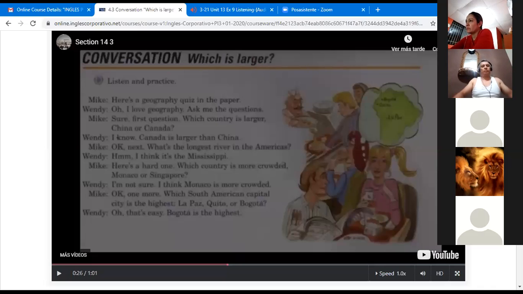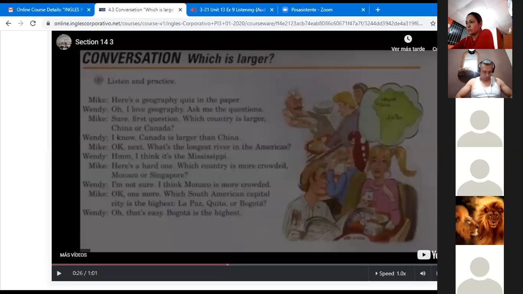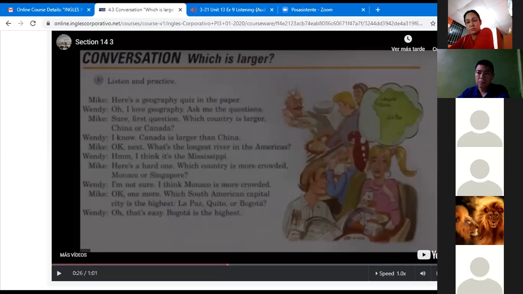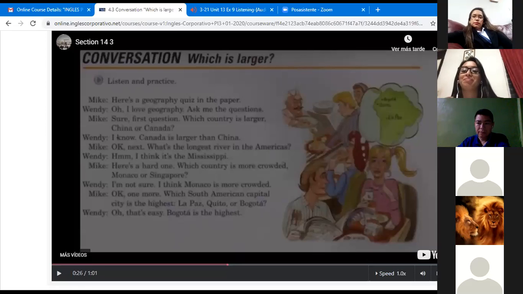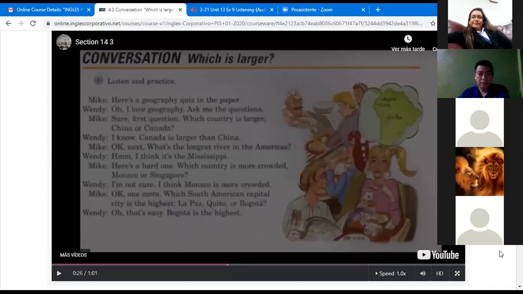Marcela? San Miguel is hotter than San Salvador. Perfect, exactly, good example. Okay, good. Eddie? Santa Ana is larger than Calchuapa City. That's correct. Very good. Giovanna, one comparison. The pupusas is more delicious than hamburger. In plural, right? Pupusas are more delicious than hamburgers.